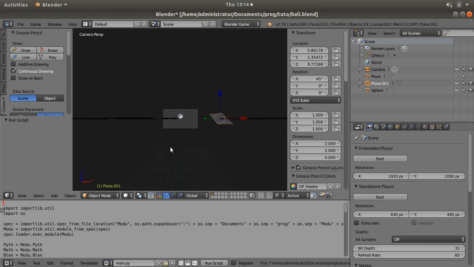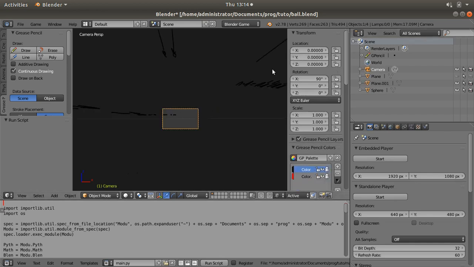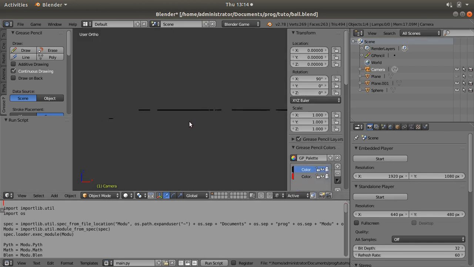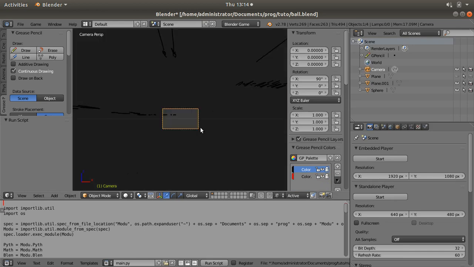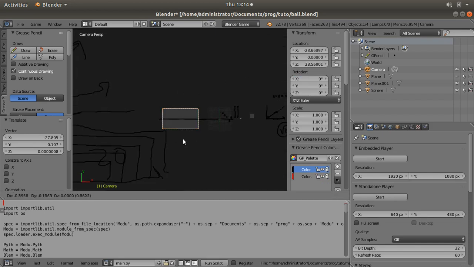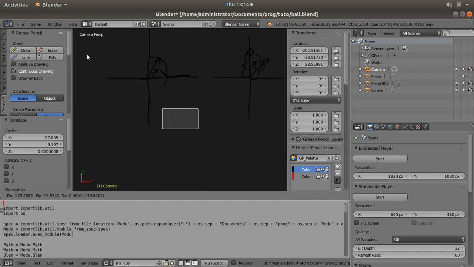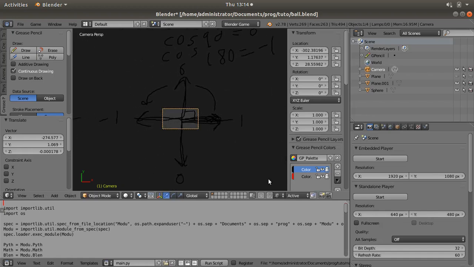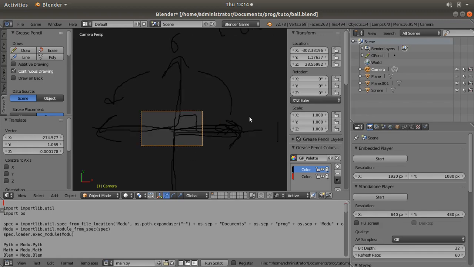So you can rotate your vectors relative to each other.